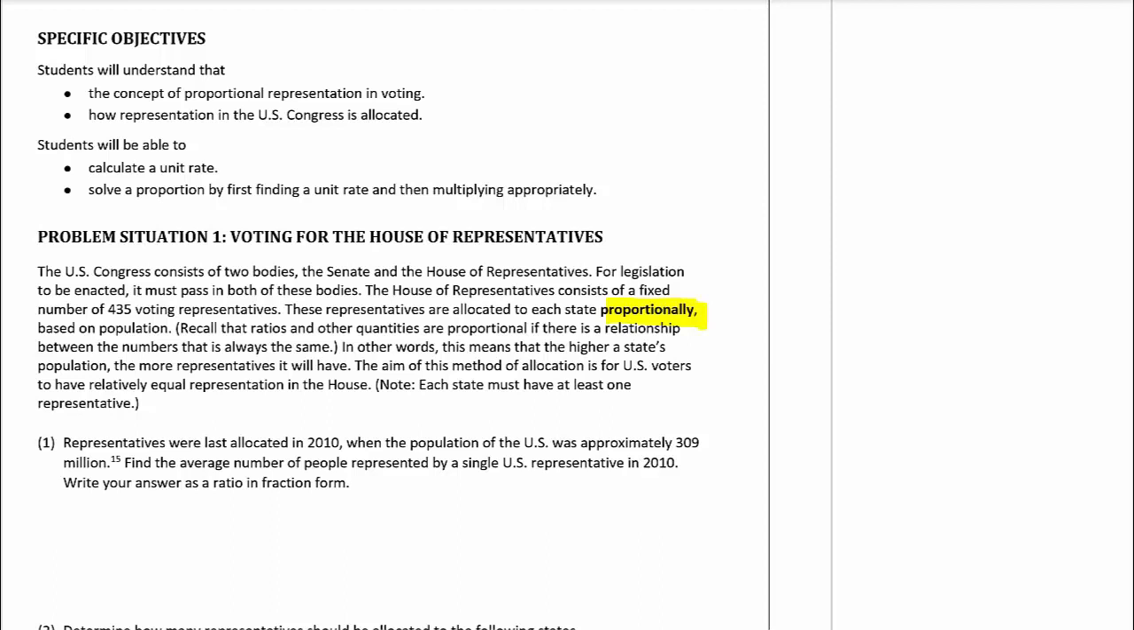Recall that ratio and other quantities are proportional if there is a relationship between them with a number that is always the same. In other words, this means that the higher a state's population, the more representatives it will have. The aim of this method of allocation is for United States voters to have relatively equal representation in the House. Each state gets at least one representative.